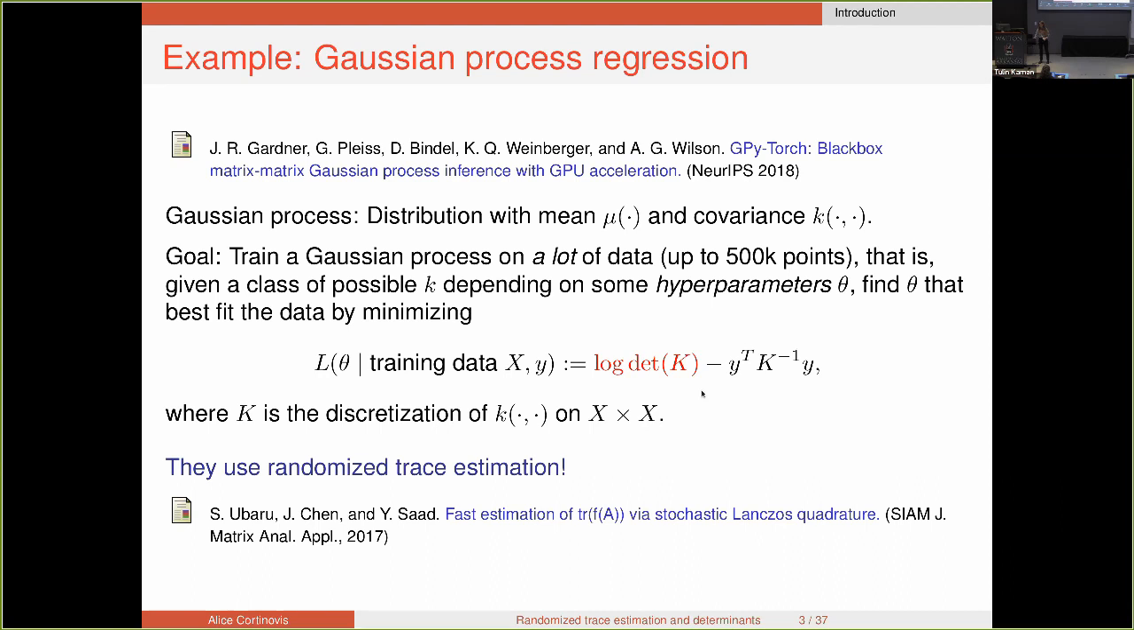So the function that you have to minimize, the log likelihood, is something of this form. You have two terms. One term is the logarithm of the determinant of a matrix K, which I will describe now, and the other term is this one. For this talk, I'm more interested in this term here. K here is the discretization of the covariance function k on the Cartesian product x times x. So this is a 500,000 by 500,000 matrix, and it's huge. And it's symmetric positive definite because k is a covariance function. And in this paper, they use randomized trace estimation.